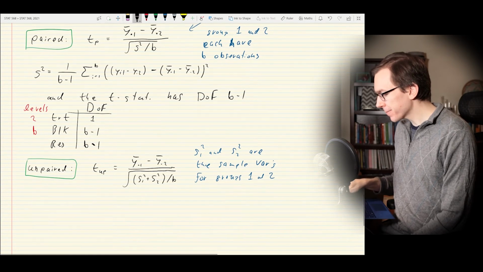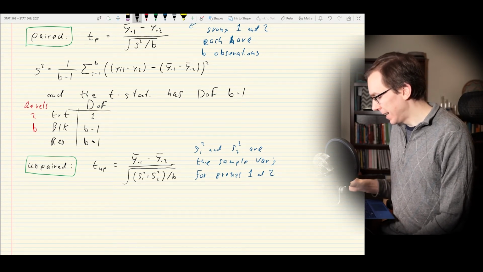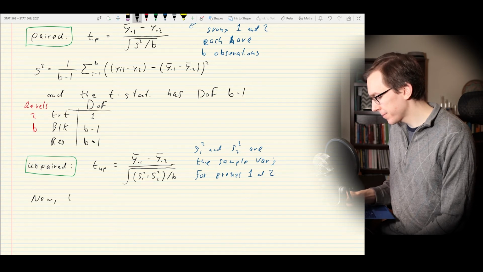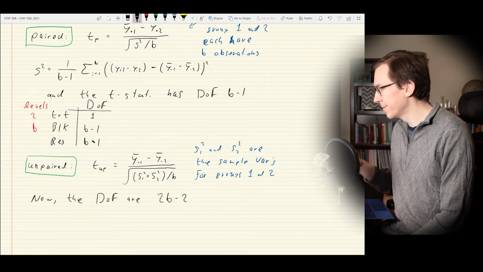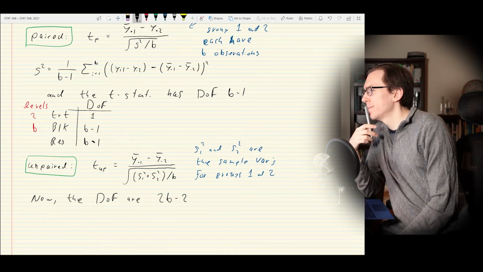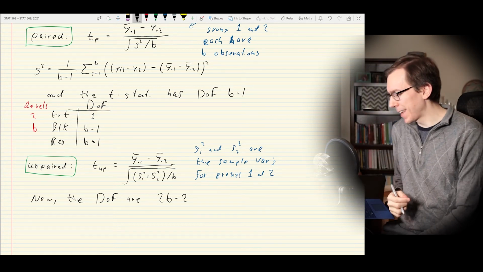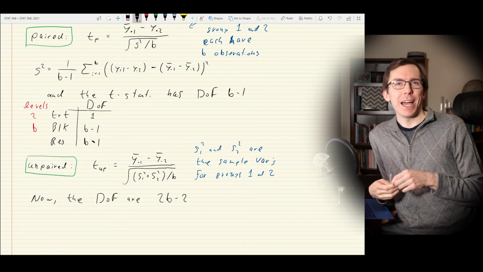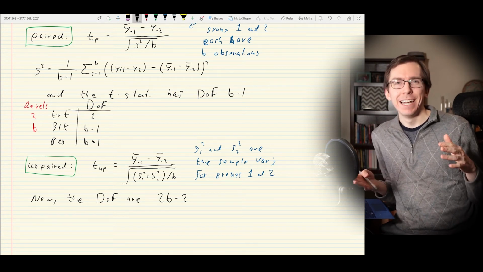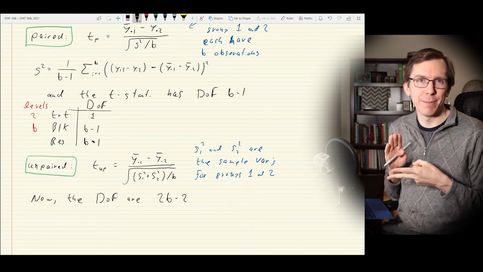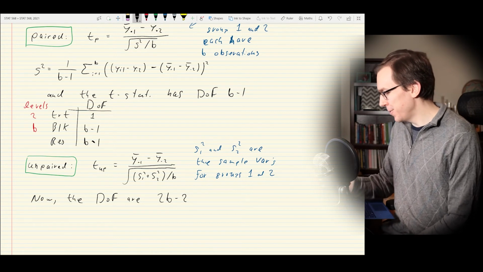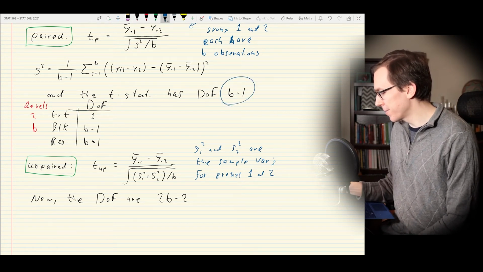Also, the degrees of freedom change. Now the degrees of freedom are going to be 2b minus 2, if I got that right. Yes, good. Because we have a total sample size of 2 times b, and I'm estimating 2 parameters: group mean number 1 and group mean number 2. So we have 2b minus 2. Those are the changes in our degrees of freedom.